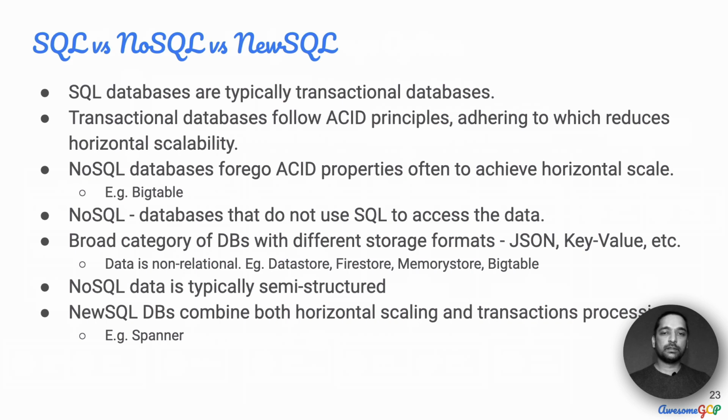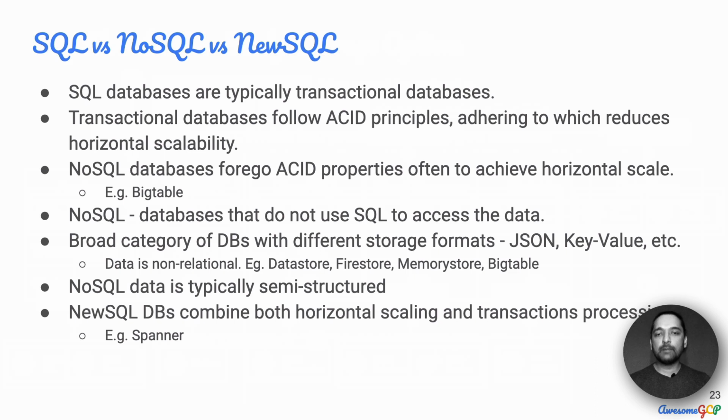NoSQL, as the name suggests, does not use SQL to access the data. Instead, NoSQL is a broad category of databases with different storage formats. It could be a document database, a JSON database, a key value pair. The data inside that is non-relational, and you will have to look at each database and its documentation to figure out what the storage format is. Examples of a NoSQL database within Google Cloud are Datastore, Filestore, Memorystore, Bigtable.